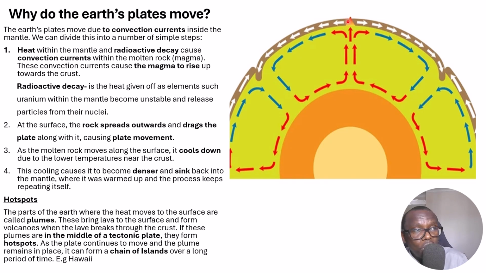Now, with hotspots, they are normally in one part of the Earth, and that means that if they're in the middle of the plate and the plate is moving, the plate will keep moving over that particular plume, and over time, because the plate is moving, you will have a series of islands that are likely to be formed by the magma that has reached the surface. An example of that happening is Hawaii, where you have a series of islands on that particular plate.